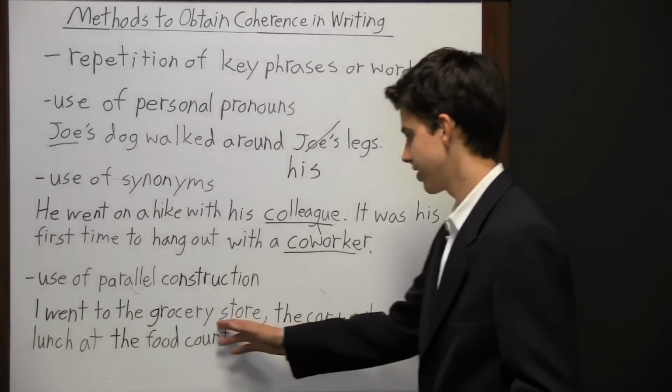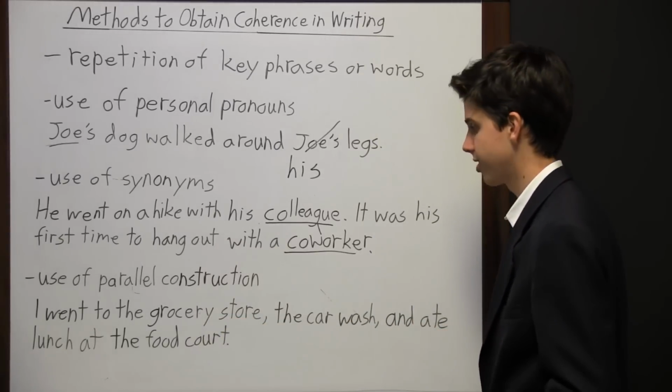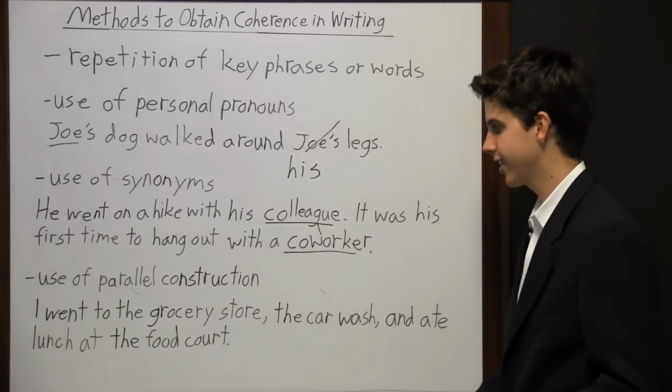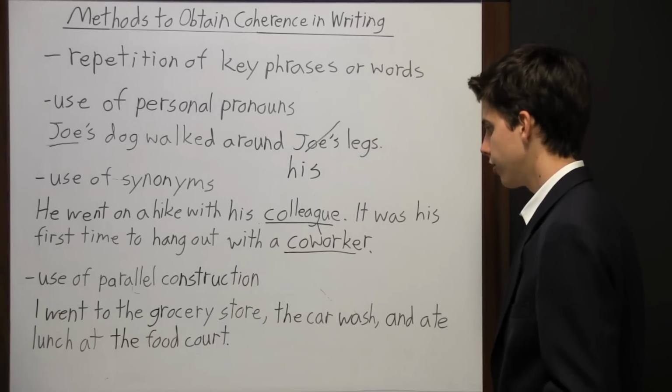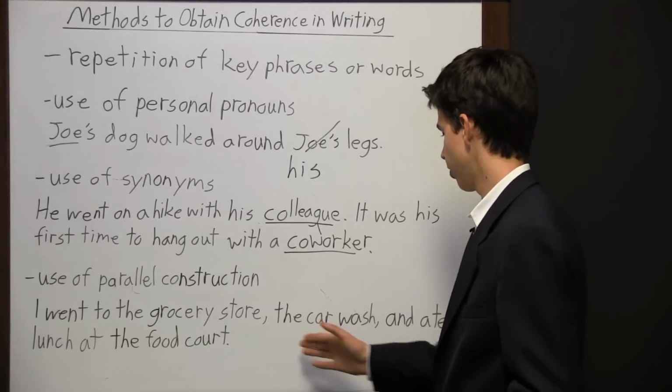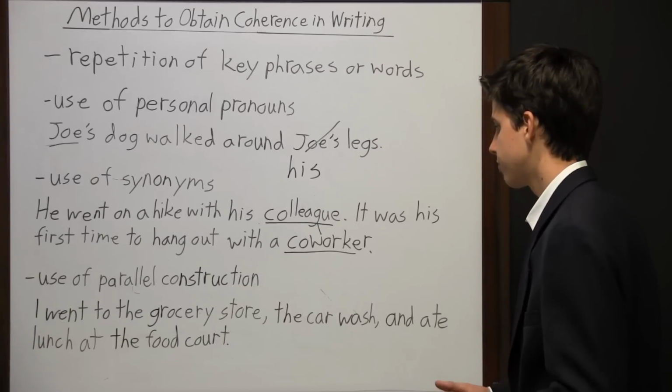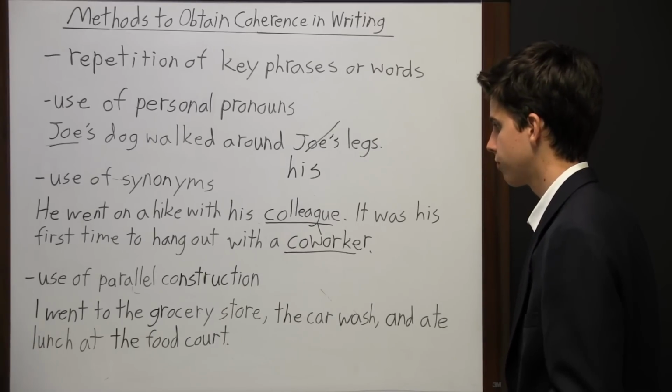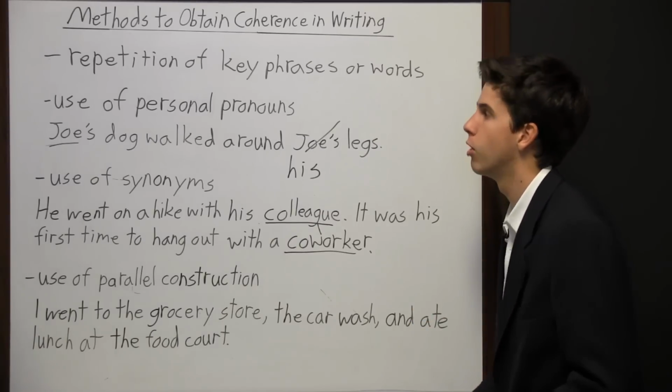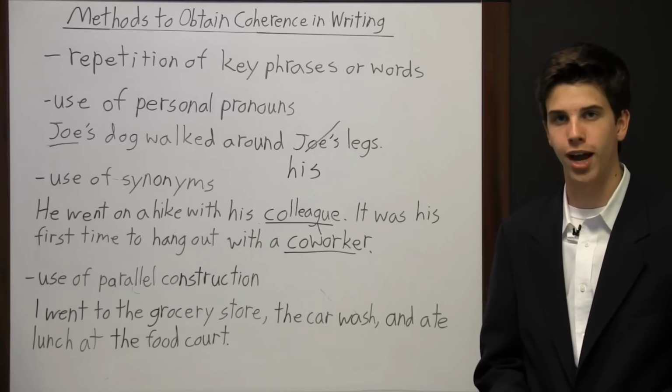See, the first 2 parts of this series make sense, but the third part doesn't. You have to rephrase this sentence for it to make more sense. You can say, "I went to the grocery store, the car wash, and to the food court to eat lunch." And so those are 4 methods to obtain coherence in your writing.